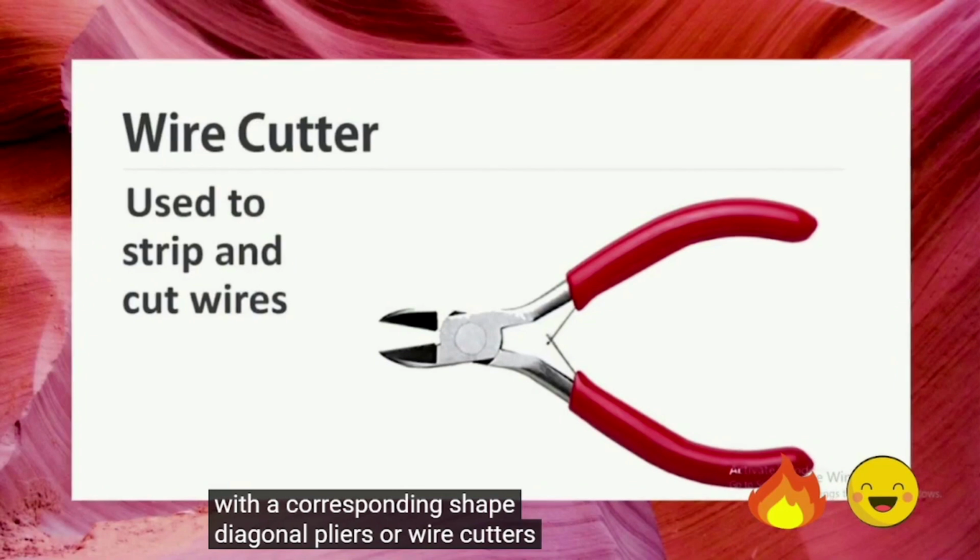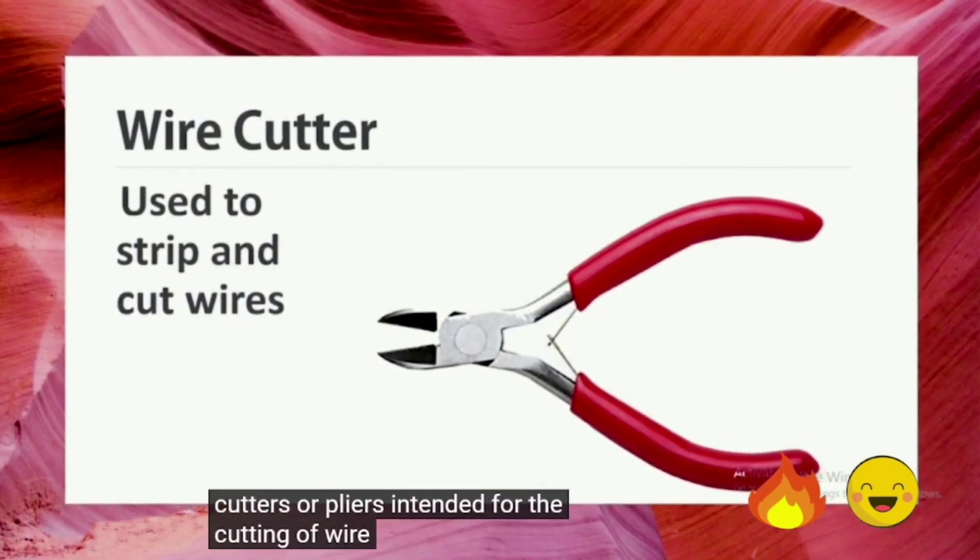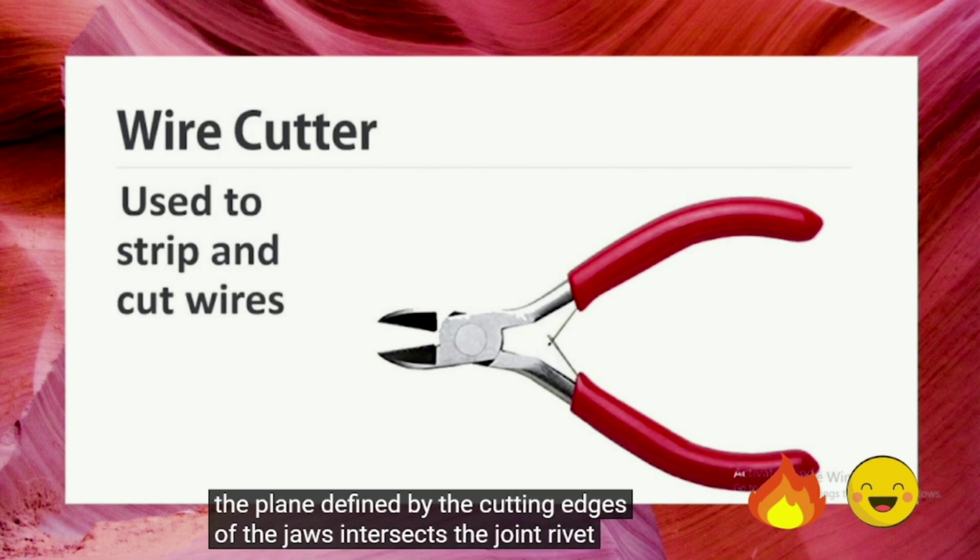Diagonal pliers or wire cutters, or diagonal cutting pliers or diagonal cutters are pliers intended for the cutting of wire. They are generally not used to grab or turn anything. The plane defined by the cutting edges of the jaws intersects the joint rivet at an angle or on a diagonal, hence the name.